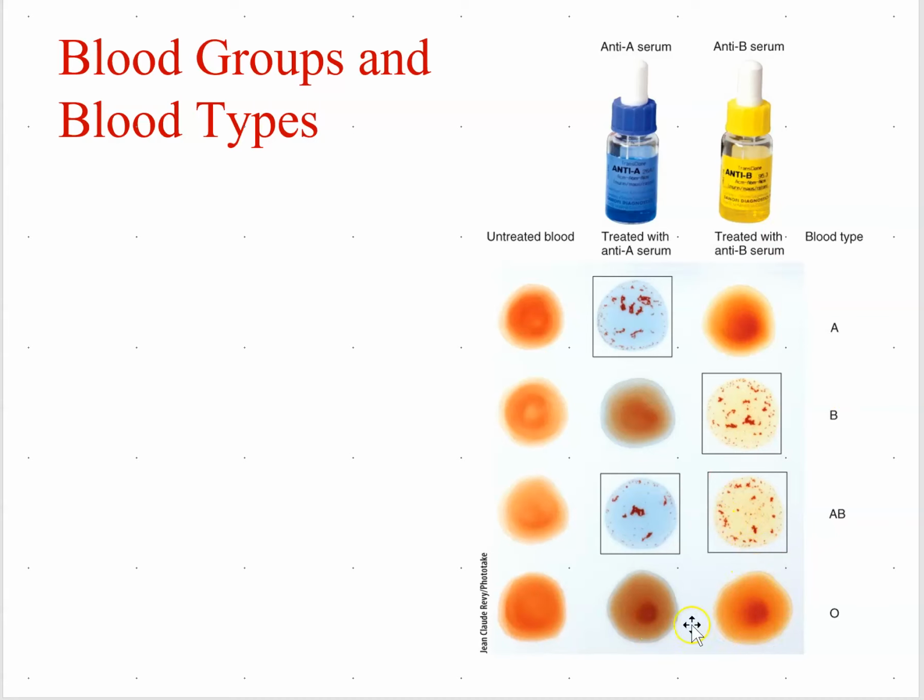Now, type O blood does not have antigen A or B on the surface, so you don't see any reaction at all. So this over here is untreated blood, which is just a control to make sure you're doing the experiment right.